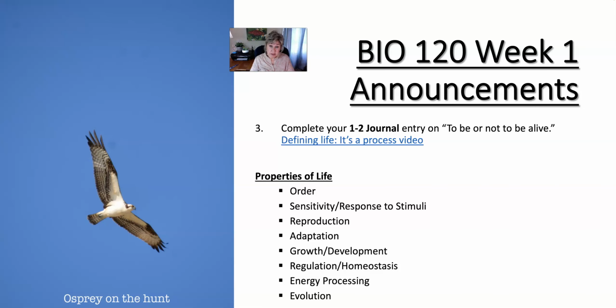So you've got those 3 discussion board postings. One is due by Thursday night. The other 2 are due by Sunday night. And then you've got what's called a journal entry.